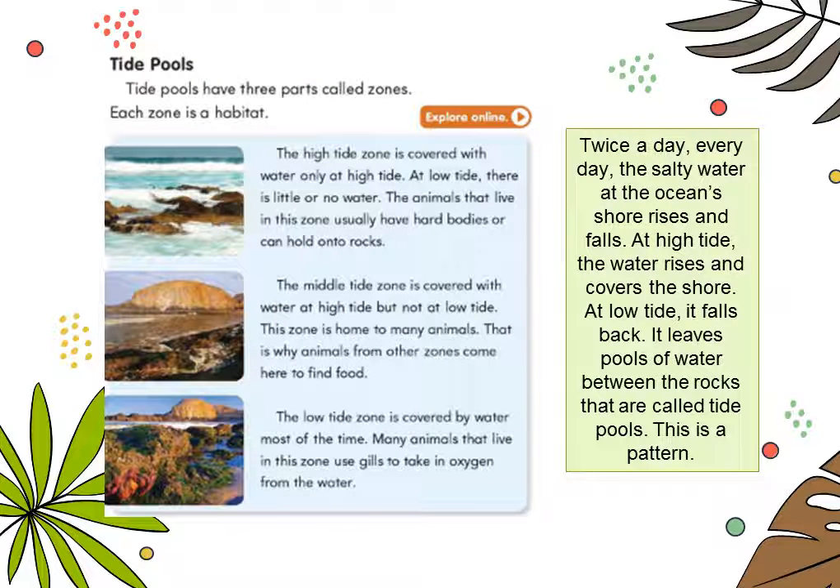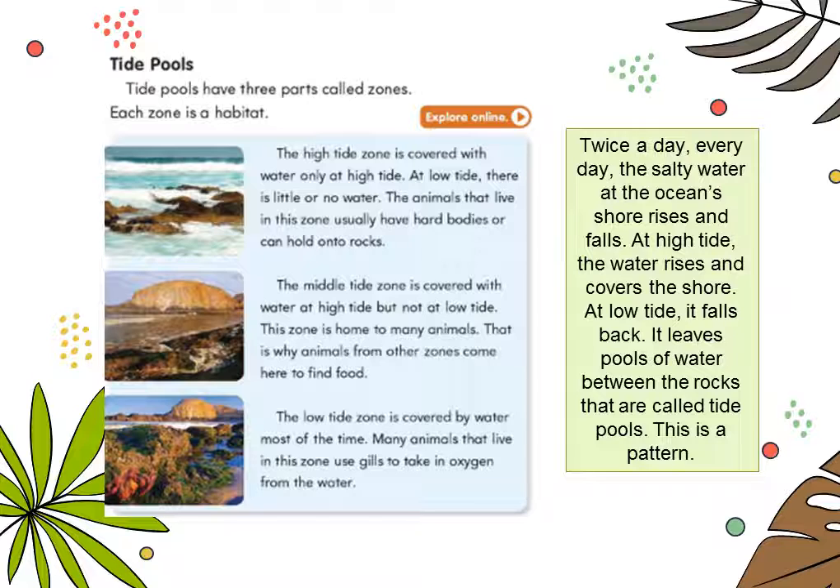Let's read some information about tide pools. Tide pools have three parts called zones. So each zone is a habitat. The first one is the high tide zone, the next one is the middle tide zone, and the third one is the low tide zone.